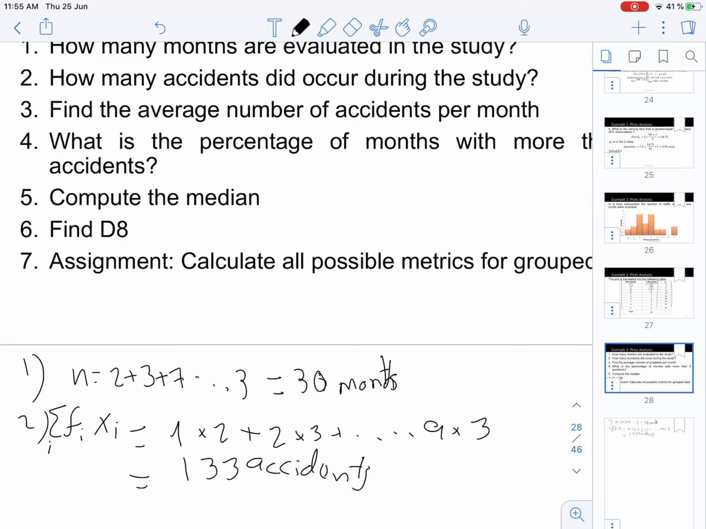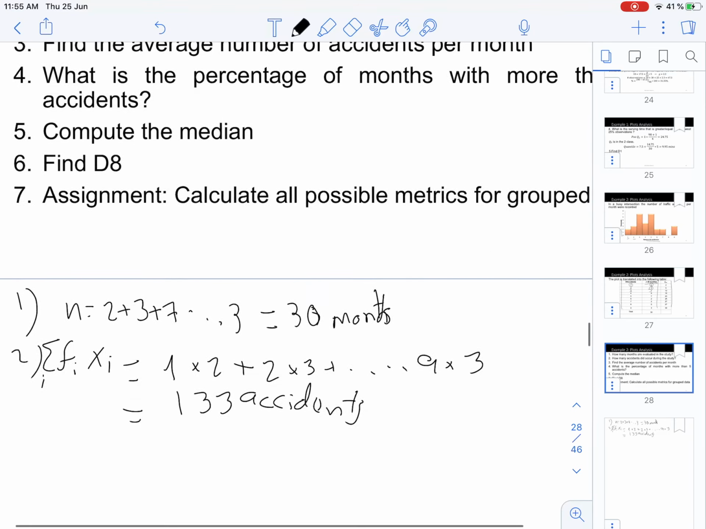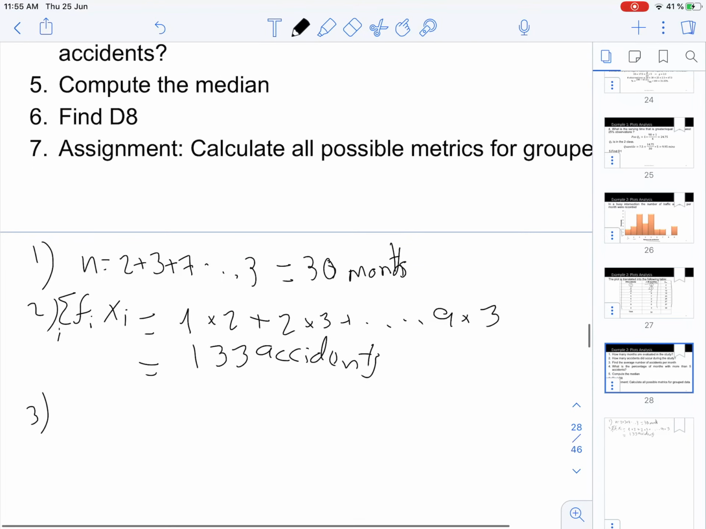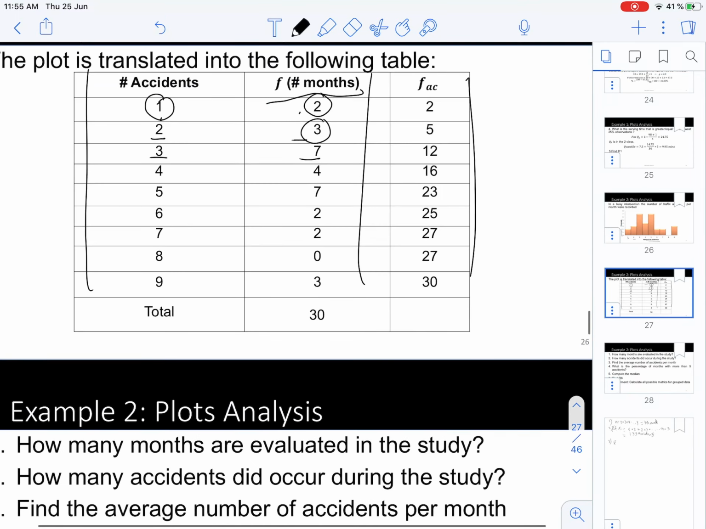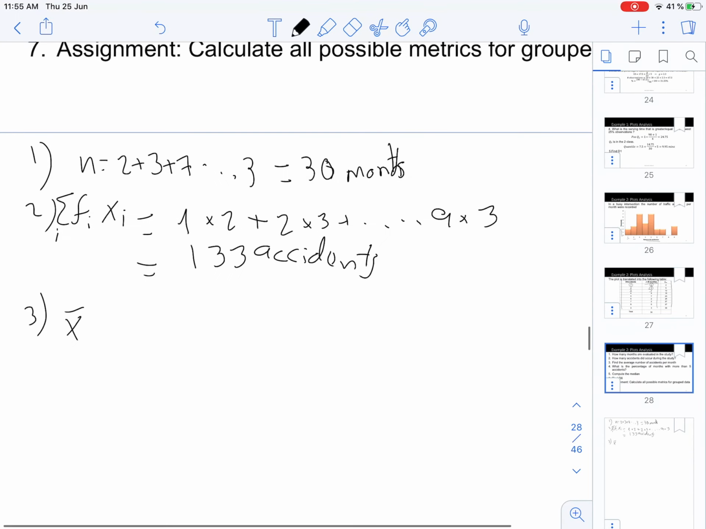The question is, find the average number of accidents per month, X bar. In part 3, let's compute X bar. The good thing about X bar is that we already know all the information here. We know every single value of X, we know the frequencies, and we already add them up, right?